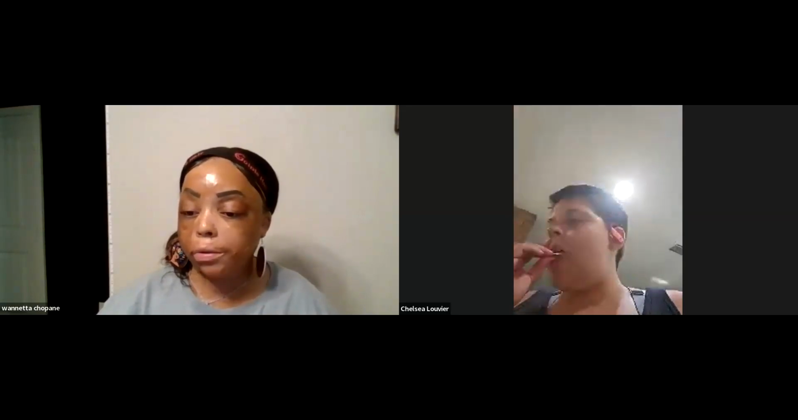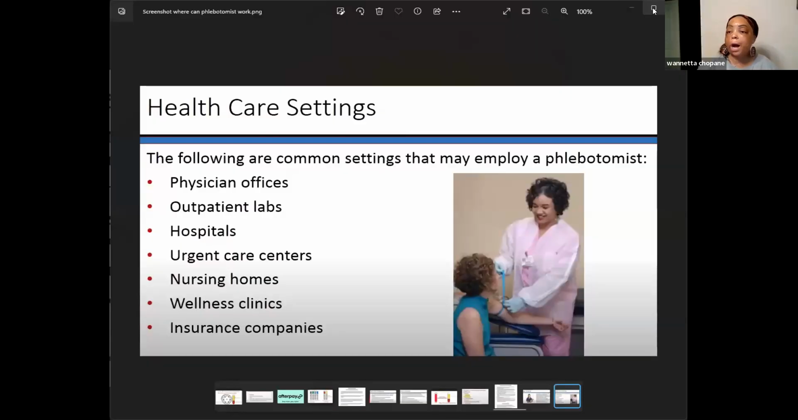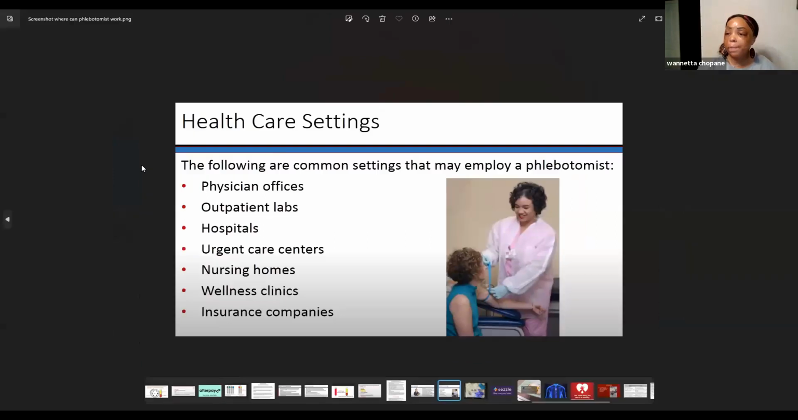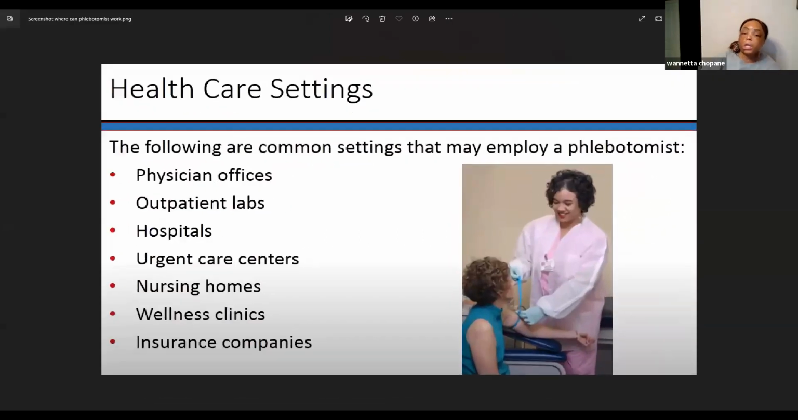Let me move forward. Now, I think I mentioned to you that I will talk to you today about where can phlebotomists really literally work. You know, where can they work? So phlebotomists can work in different genres of healthcare settings. The following are common settings that may employ a phlebotomist.